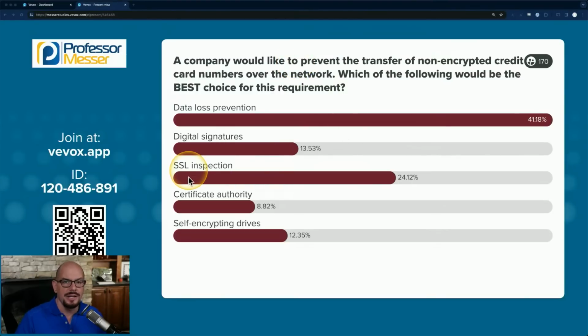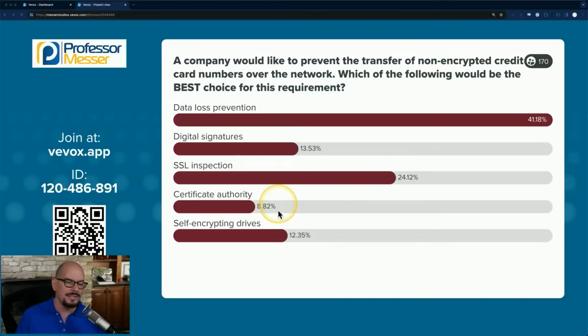SSL inspection may allow you to decrypt SSL traffic, or as we call it today, TLS, but nobody really refers to it as TLS unless they're trying to make a distinction between the two. We just generally call it SSL, even though we've basically retired SSL. It doesn't really exist or run on our networks today. SSL inspection is great for decrypting that SSL and looking inside the data, but in this case, it's not encrypted. It's non-encrypted credit card numbers, so SSL inspection would not be necessary.